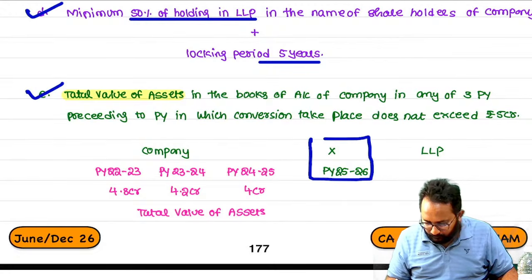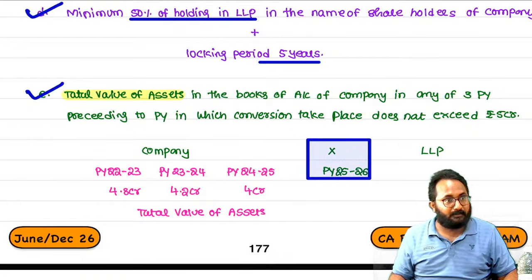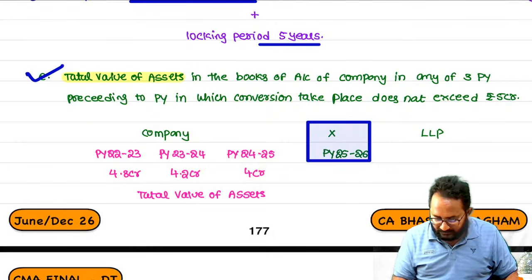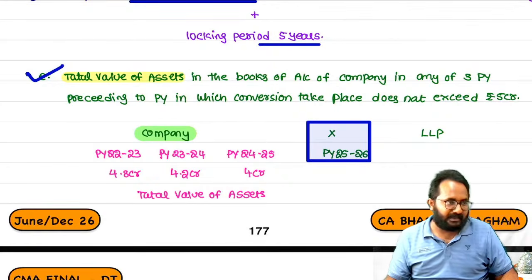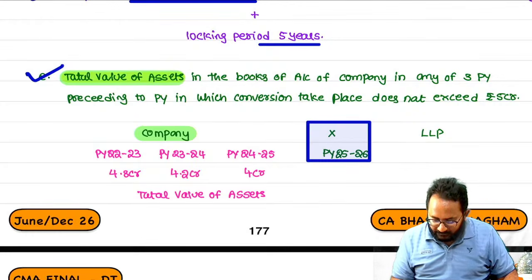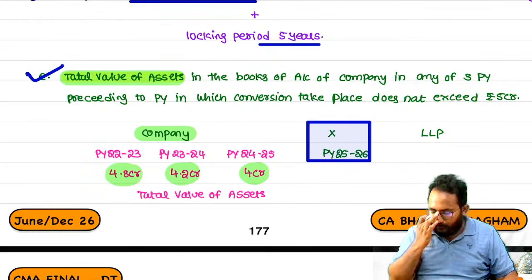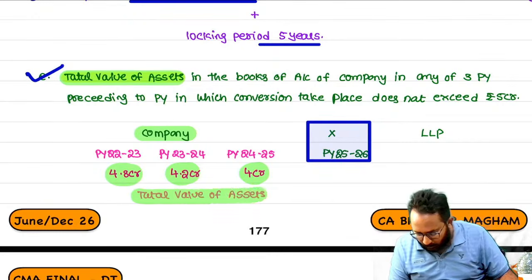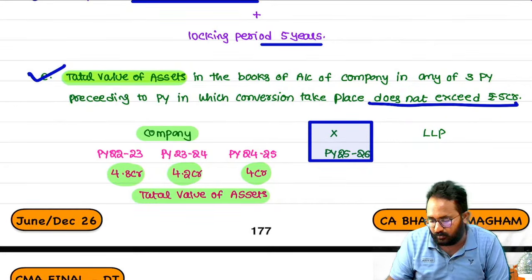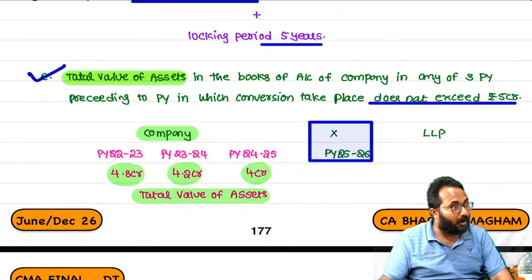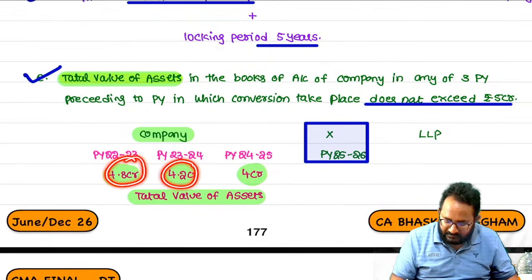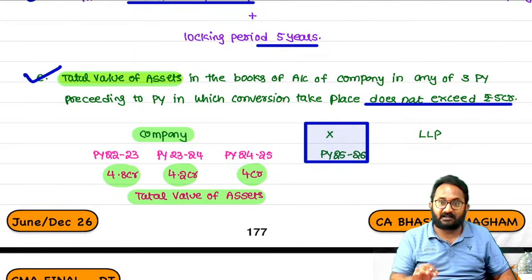Conversion before year. Immediately three years, please check. Conversion before means in whose hands do we have to check? Company hands. Please check the company's total value of assets. Total value of assets, how much in all three years? 4.8 crores in one year, 4.2 crores, 4 crores. If that does not exceed how much amount? 5 crore. Remember, in all three years it does not exceed, in every year less than 5 crore, then this condition is also satisfied.